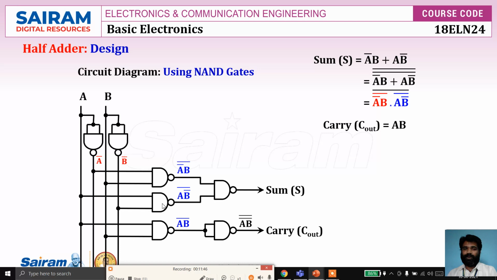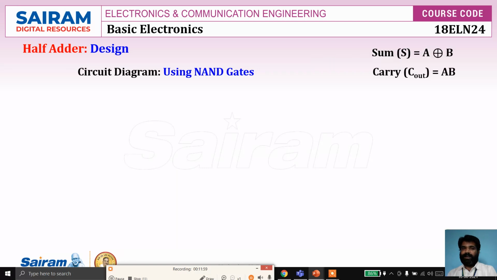So this is the circuit diagram using NAND gates. Observe here: 2 plus 3 plus 2, 7 gates are required. Even we can reduce the gates. Let's see how we can reduce. So this is the XOR operation. Sum is an XOR operation. We know the 4 NAND gate structure for exclusive OR operation.